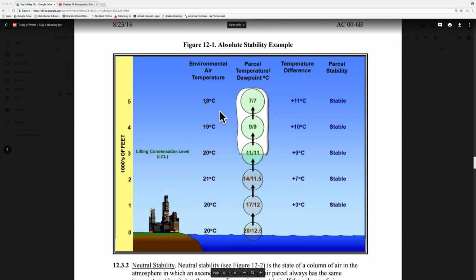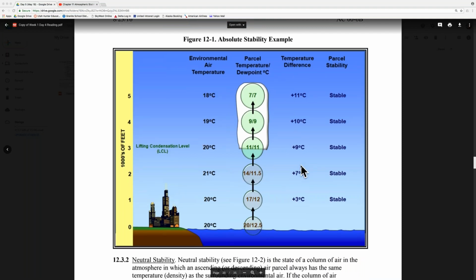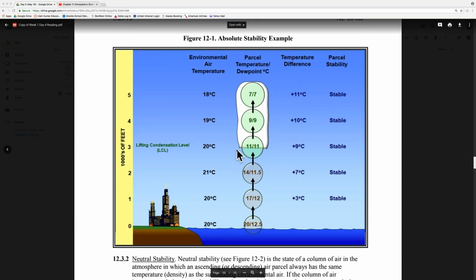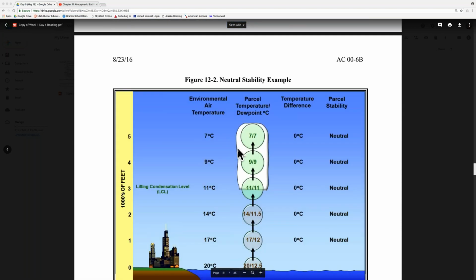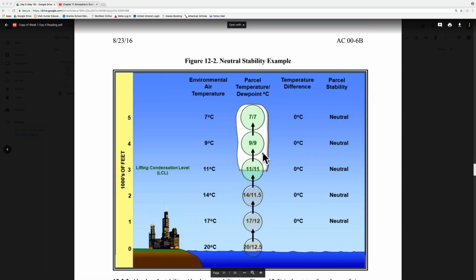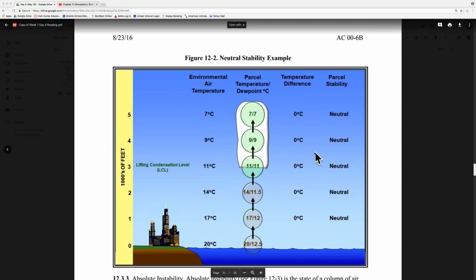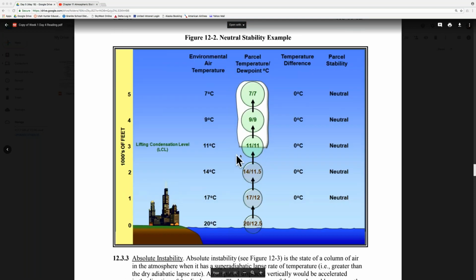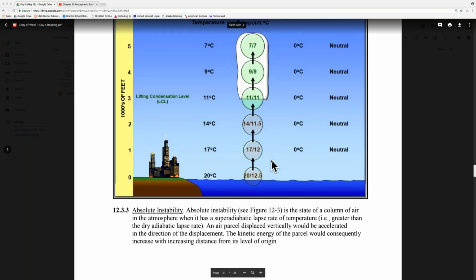So as you can see, the difference between the two: absolute stability is when it's just a column of air, an air parcel, right? Either side of the air parcel, you have temperature differences or dew point differences. But here we'll see that the parcel of air will match its environmental air temperature.